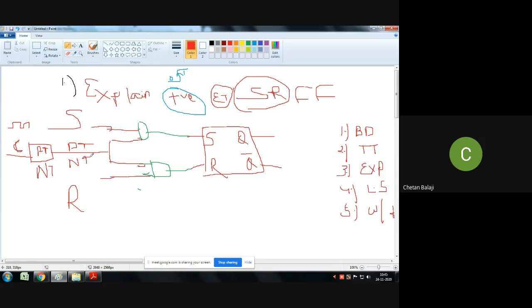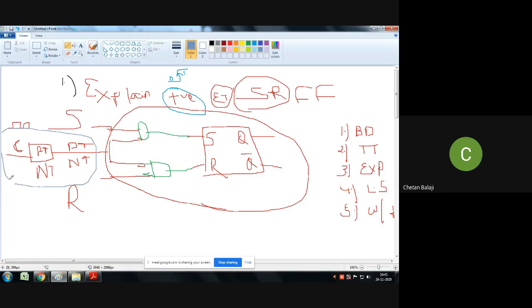The only thing is, this part will 100% remain the same. You should not touch this part. Whatever you want to play, you should play only here, at this point. Do not give anything: it is a simple SR, give enable, it is a gated SR. Give it as PT, it is a positive SR. If not, it is a negative SR.